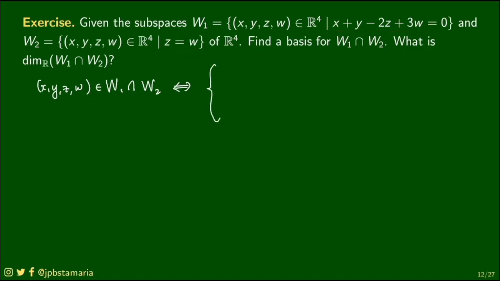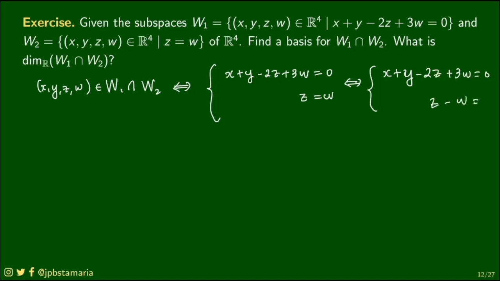So this means that x plus y minus 2z plus 3w equals 0. At the same time, z is equal to w. The second equation you can rewrite as z minus w equals 0. So what we have really is just a 2×4 homogeneous linear system to solve. In order to describe the intersection, we have to solve this linear system, so we want to run the Gauss-Jordan algorithm on this matrix.